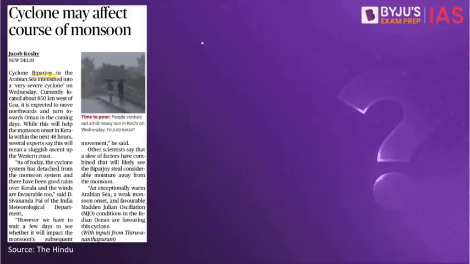Now please note that this cyclone is getting its energy, which has led to this becoming a very severe cyclone, from various factors like warm Arabian Sea, a weak monsoonal onset, and favorable Madden-Julian oscillation conditions in the Indian Ocean region. Now what is Madden-Julian oscillation?